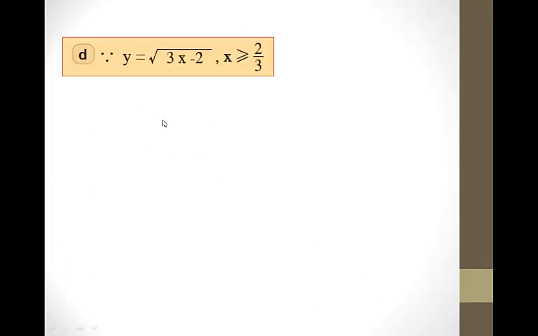Letter D, y equals root 3x minus 2, and x is greater than or equal to 2 over 3. It is the domain of the function y.